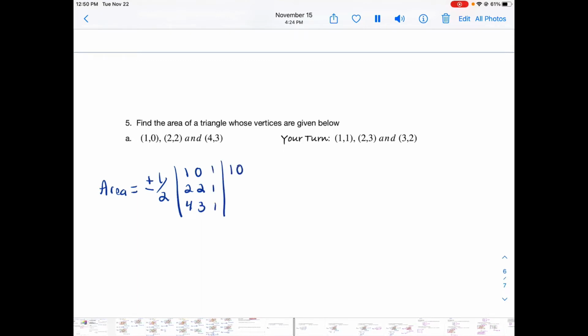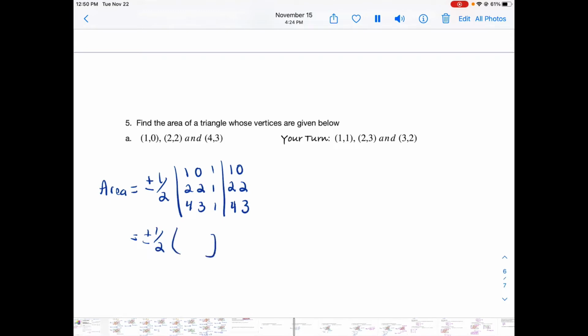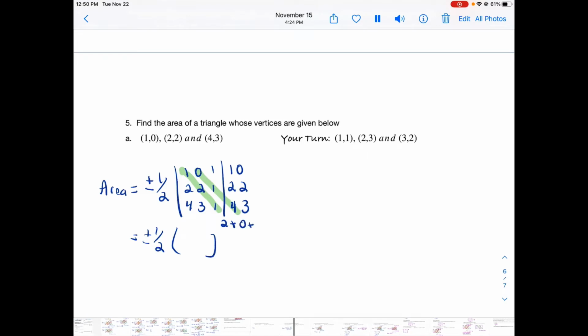Now this is a 3x3 determinant, so in order to find a 3x3 determinant, we need to copy down our first and second columns. And then to figure out this determinant, remember our determinant is found by taking the product of our diagonals down. So our first diagonal down would be 2, plus the product of the second diagonal down, which is 0, plus the product of the third diagonal down, which is 6. So 2 plus 0 plus 6 will give us 8.